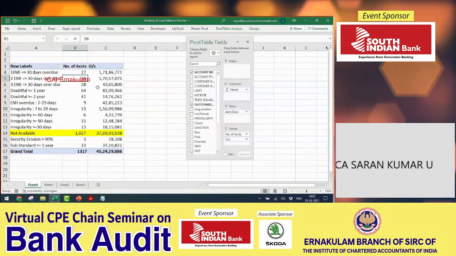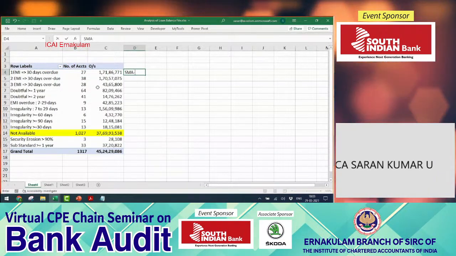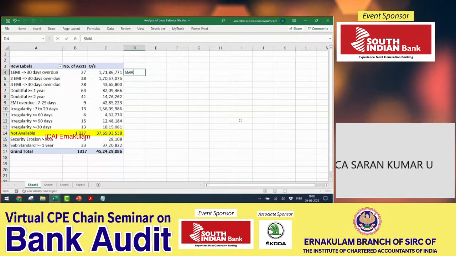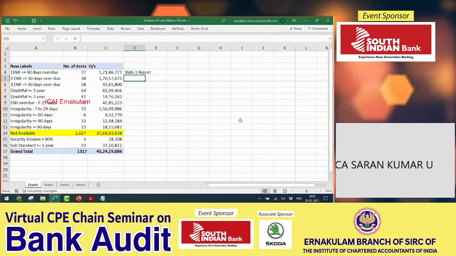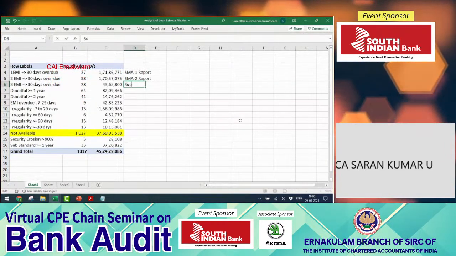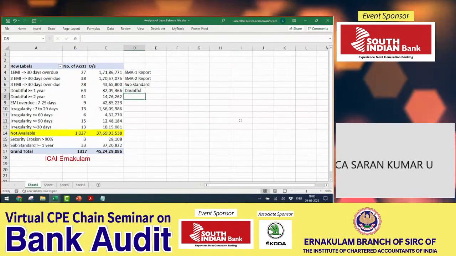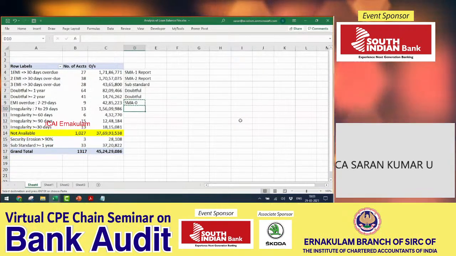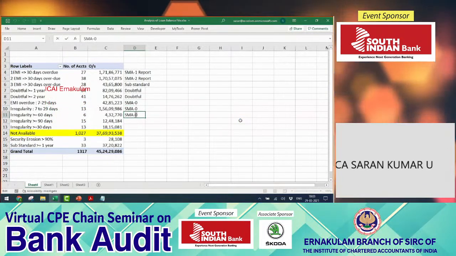Now, if you observe, this must be in my SMA 1 report because it's greater than 1 EMI. This must be in the SMA 2 report. This must be substandard because it is greater than 3 EMIs. This is doubtful. This is also doubtful. This is SMA 0, irregularity 7 to 29 days. Again SMA 0. Then it's greater than 60 days. Greater than 60 days is SMA 1. So let me put, sorry, greater than 60, SMA 2.